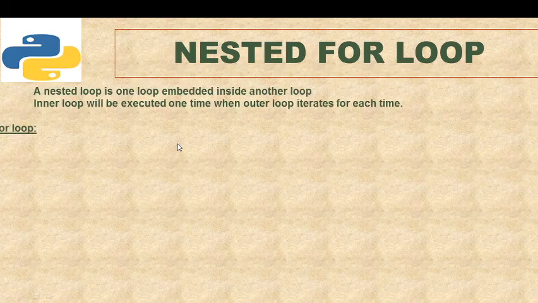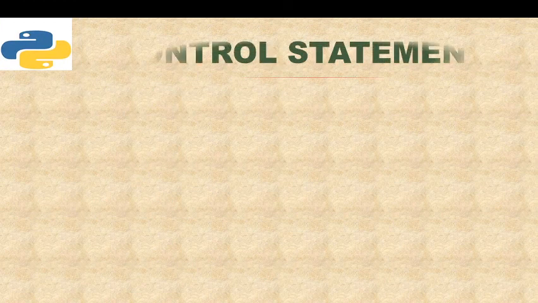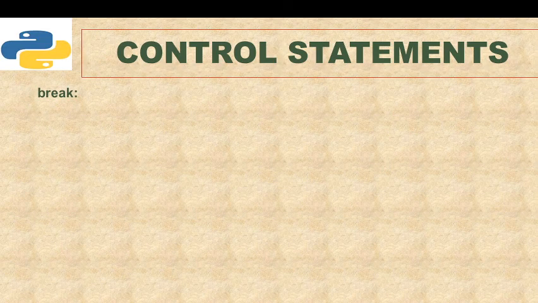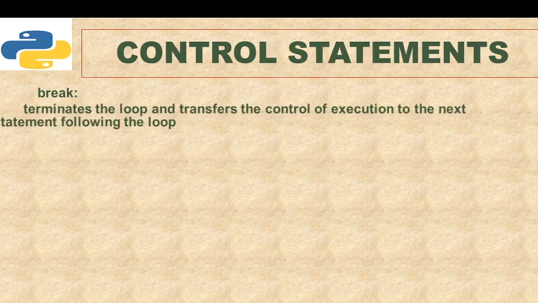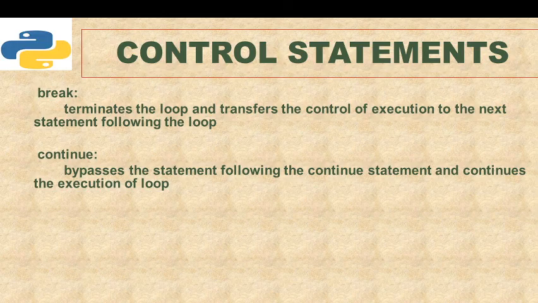Next you have control statements. The control statements which can be used within loops are break, continue and pass. The break statement terminates the loop and transfers the control of execution to the next statement following the loop. The continue statement does not terminate the loop, but bypasses the statements following the continue statement and continues the execution of the loop.